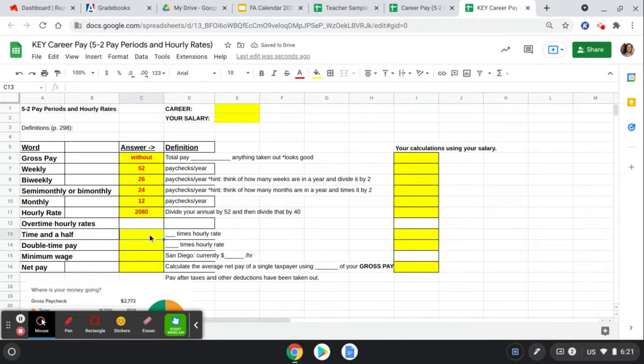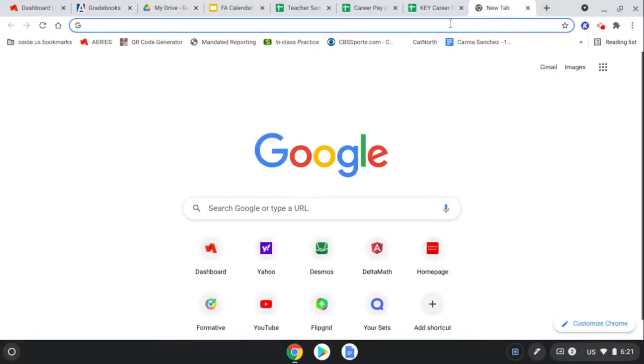All right, time and a half is a normal overtime rate that you make if you work anything over 40 hours at your job. So to get your time and a half rate, it's 1.5 times your normal hourly. If you get your double time pay, it's 2 times. We're going to go look up minimum wage here in the state of California, and then we're going to take our net pay after that. So here we go.